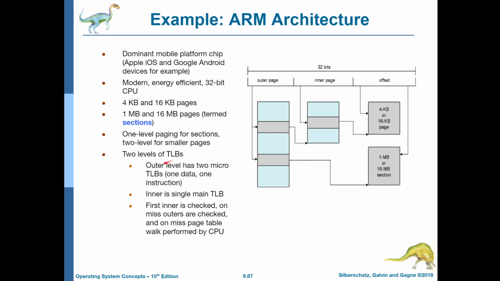So there are 2 levels of TLBs in this particular case. The outer level has 2 micro TLBs that are used for data and also for instruction. And then you have the single main TLB that is used by the CPU. First, the inner TLB is checked. On a miss, the outer is checked. On a miss, the page table walk is performed by the CPU.